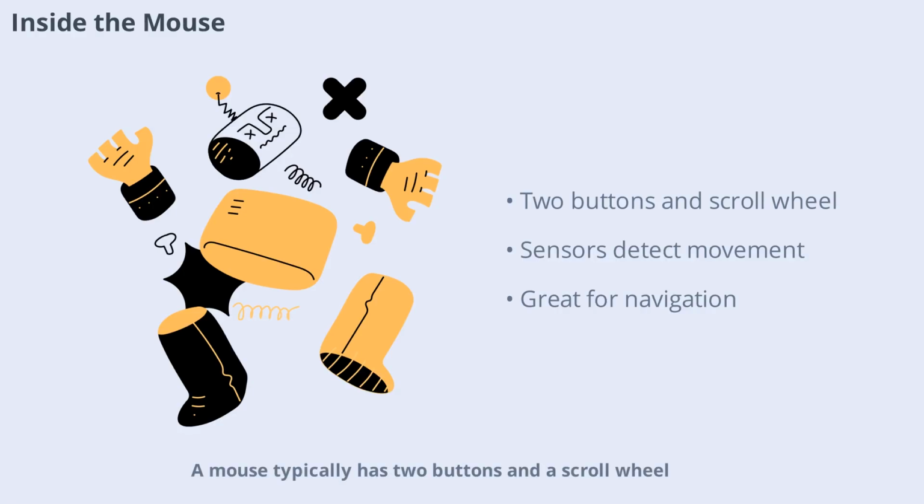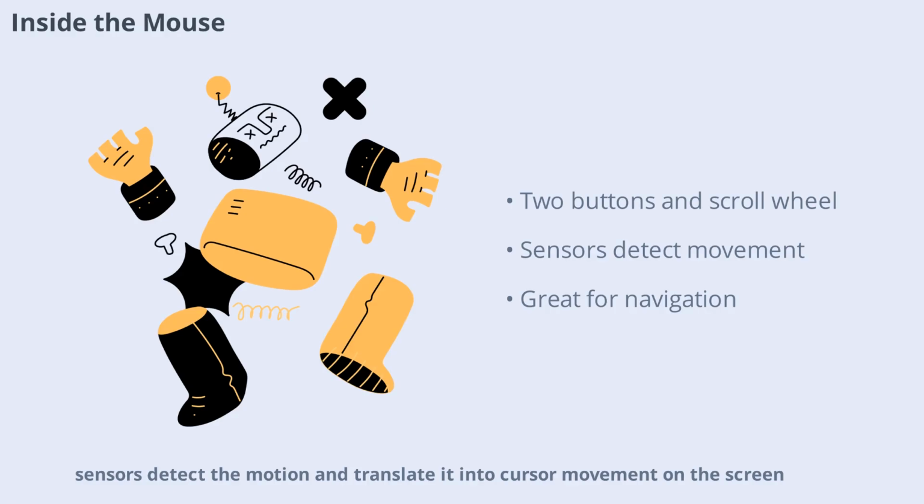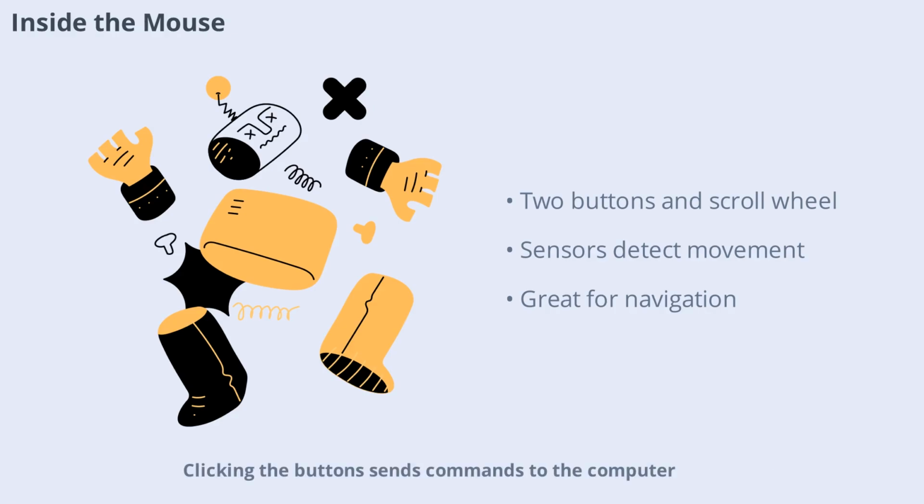Mouse typically has 2 buttons and a scroll wheel, but some advanced models offer additional features. When you move the mouse, sensors detect the motion and translate it into cursor movement on the screen. Clicking the button sends commands to the computer, such as opening files or selecting text. The mouse makes navigation intuitive and efficient, especially for tasks like graphic design or gaming.